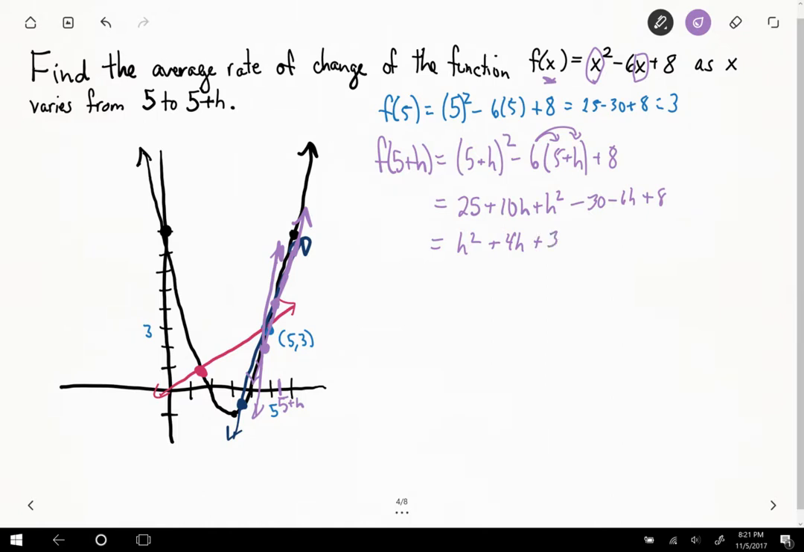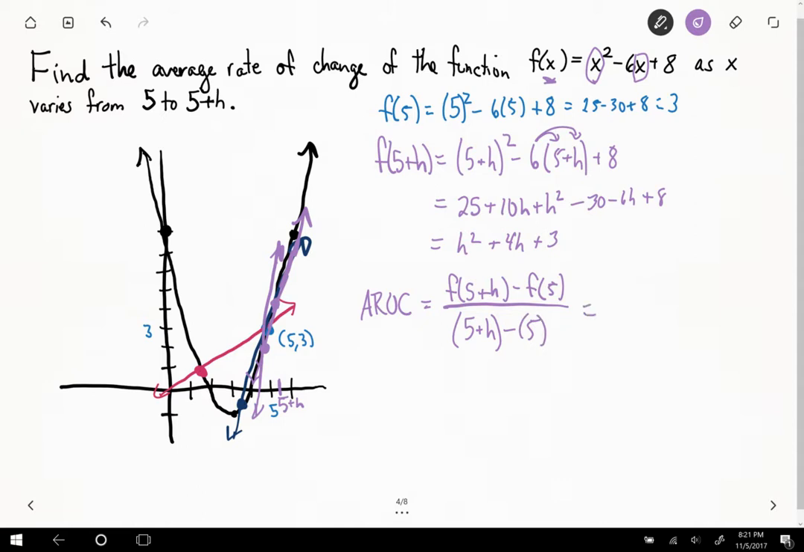Okay? So now, if we want to find the average rate of change over this interval, what happens? Well, we want to find f of 5 plus h minus f of 5, all over 5 plus h minus 5. And I'll put the 5 plus h and the minus 5 here in parentheses.